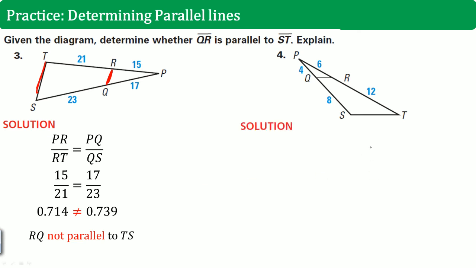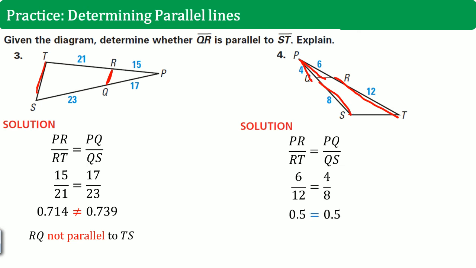Let's look at 4. Here's the solution. I set up the ratio as PR divided by RT is equal to PQ divided by QS. Plug it in, simplify. 6 over 12 is a half. 4.4 divided by 8 is a half.